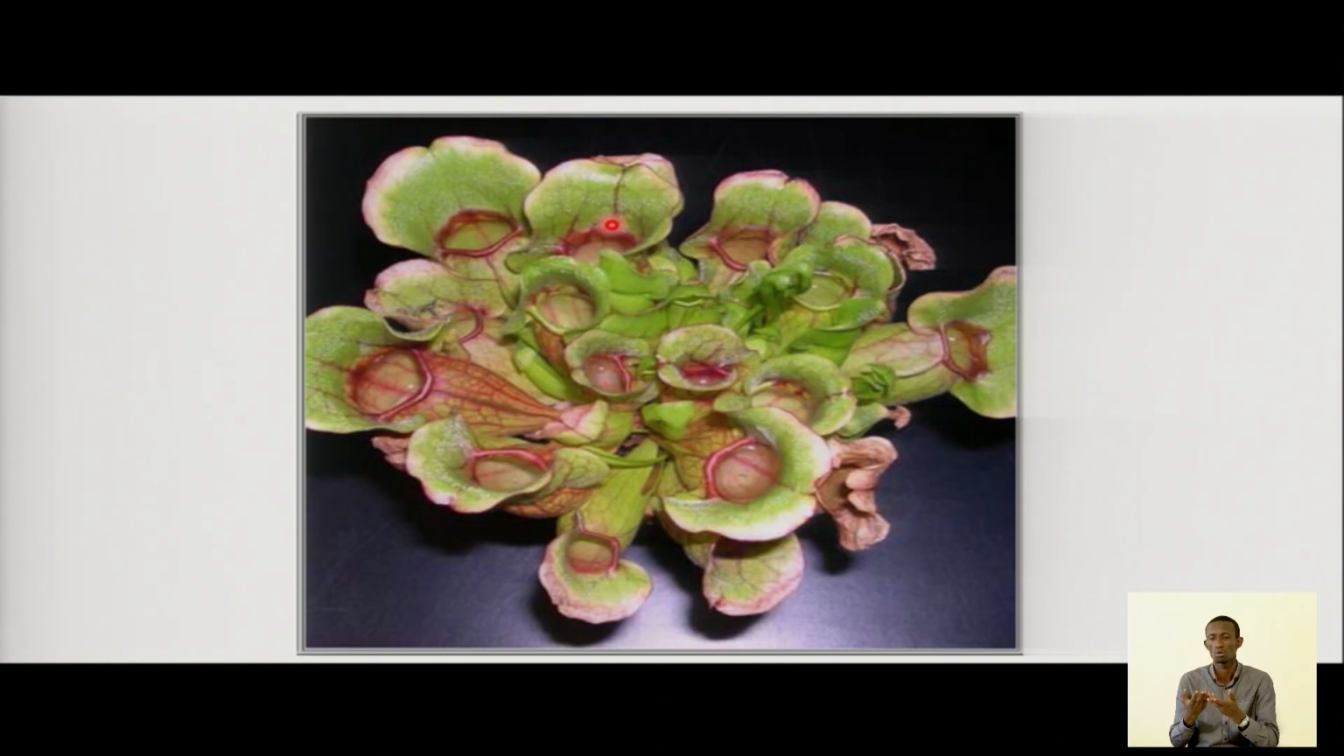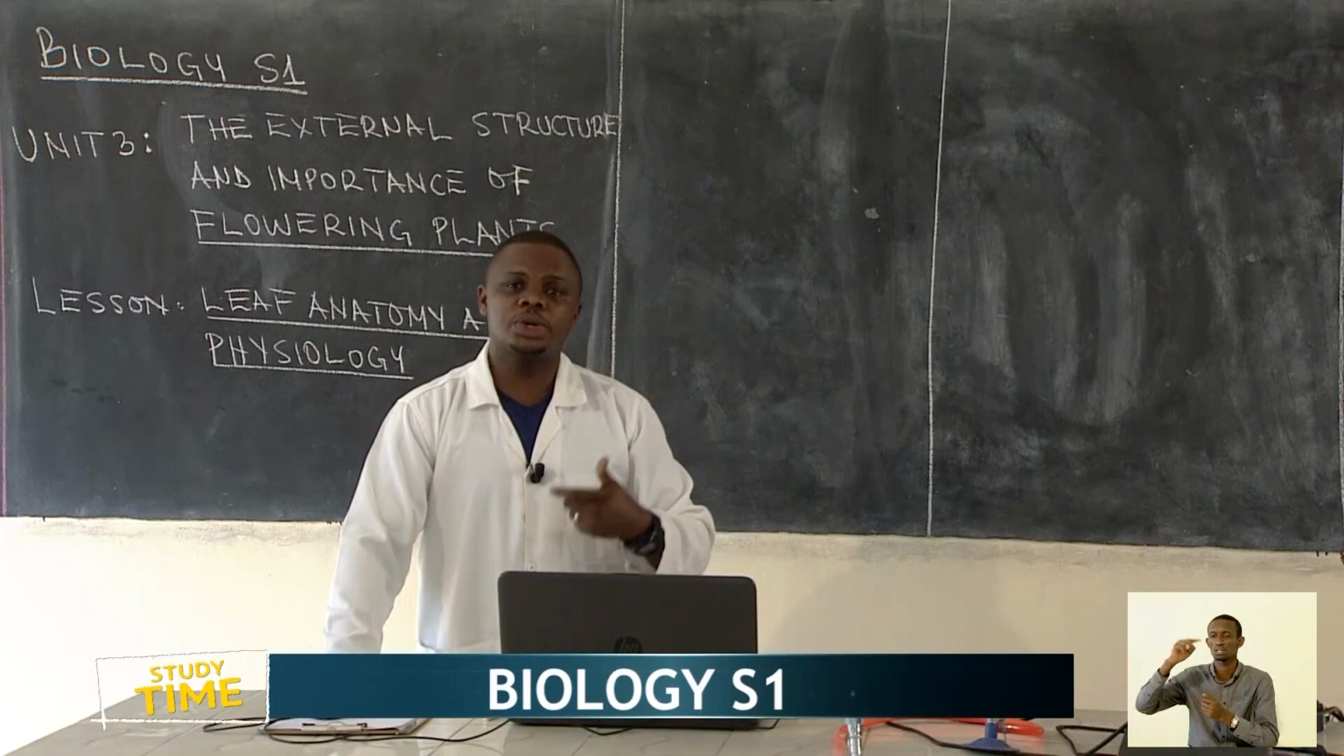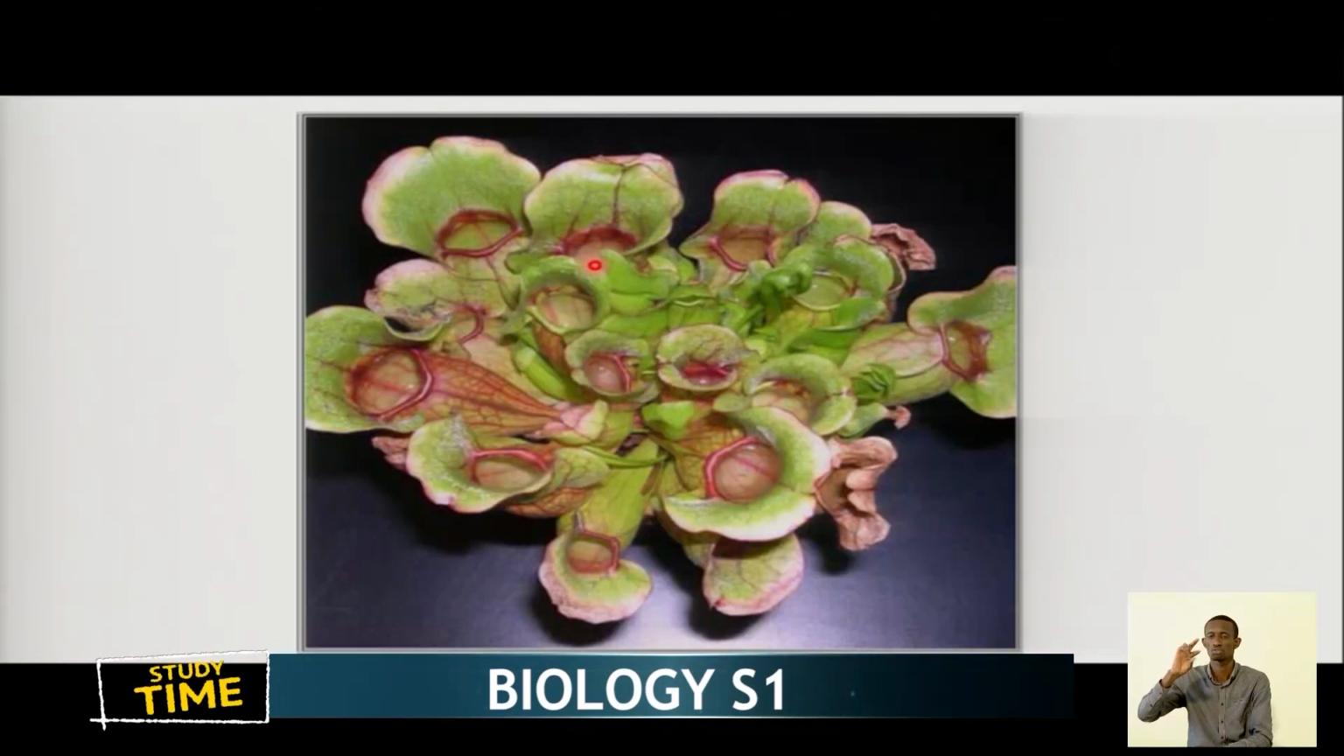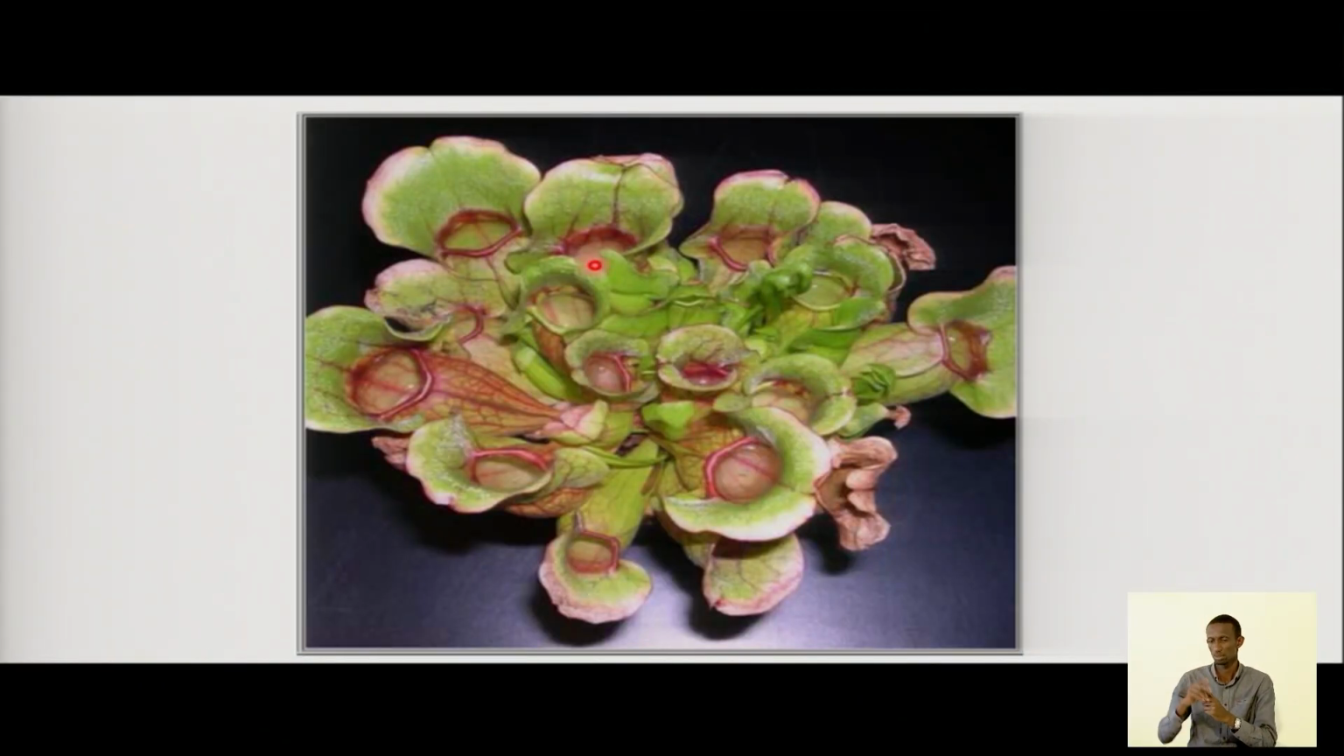One of the elements which is needed, or the mineral which is needed, is nitrogen, because we have seen it is needed for the formation of enzymes, formation of DNA, and formation of chlorophyll. That means this pitcher plant is able to trap the insects which go inside here.